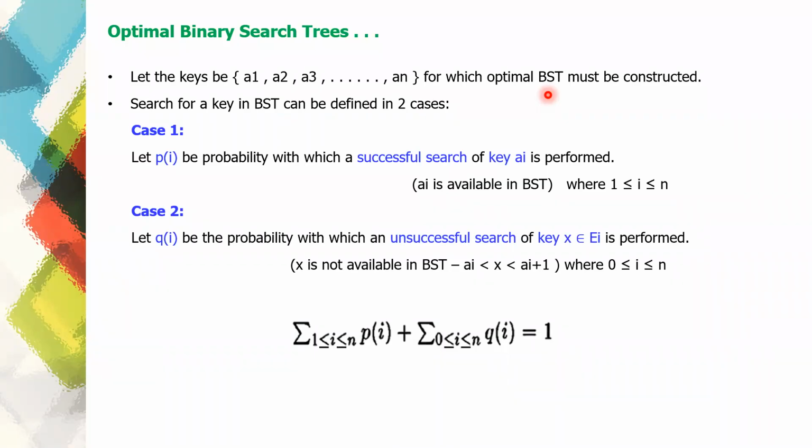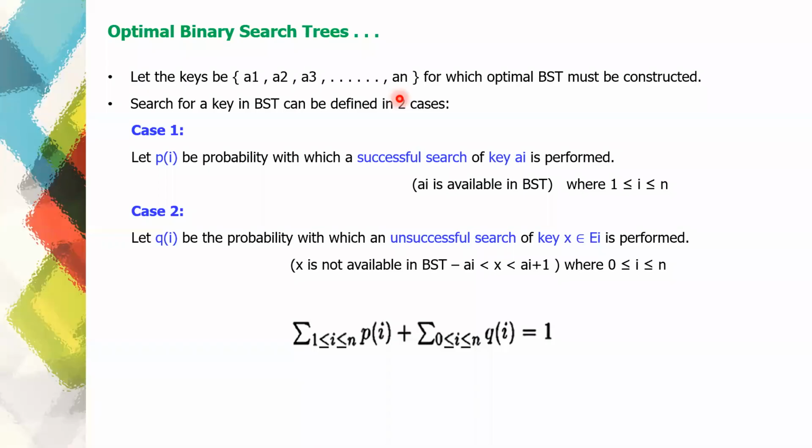There might be many keys in the binary search tree, starting from A1, A2, A3, and so on up to AN. There will be n keys in the BST. Searching for each key, how many comparisons will be required? That will be the cost of searching for a single key. And the cost of the tree itself will be the average cost of searching for the keys.